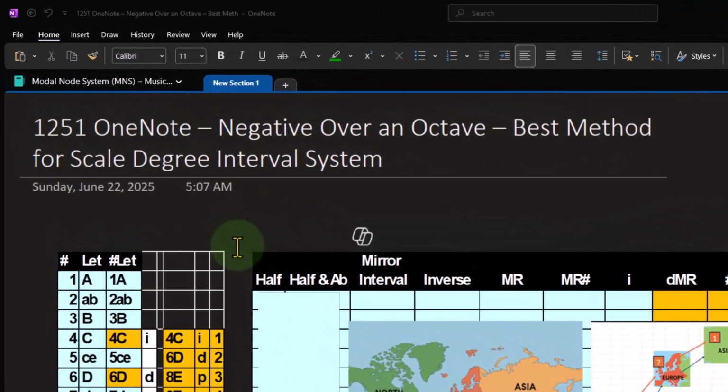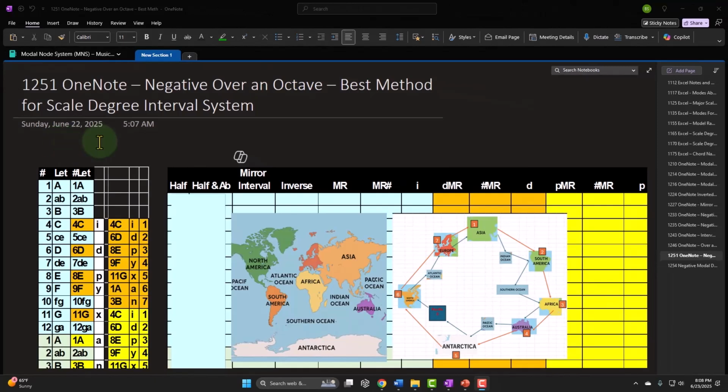You're not required to, but if you have access to it and would like to follow along, we're currently in the OneNote file of Modal Node System, MNS Presentation 1251, OneNote, negative over an octave, best method for scale degree interval system. We have our presentations here, which we plan on adding plenty more to shortly.